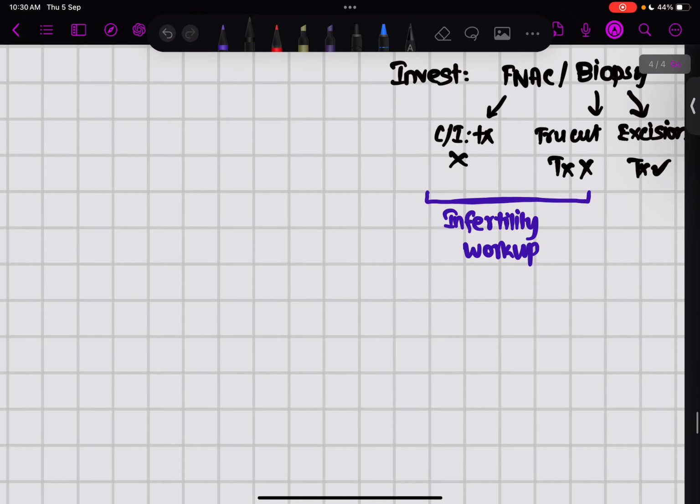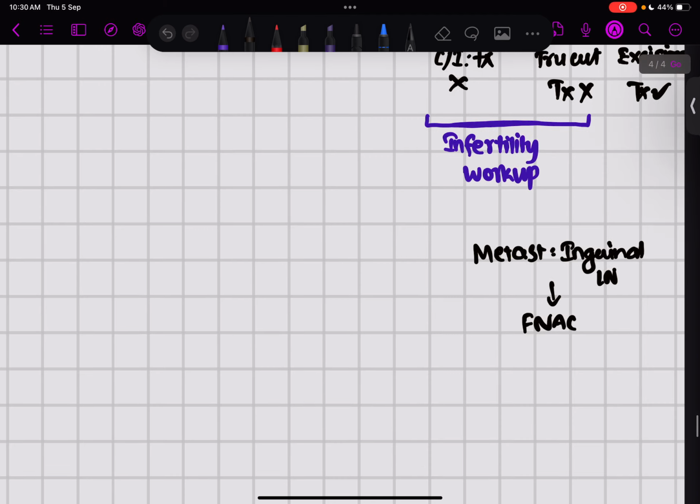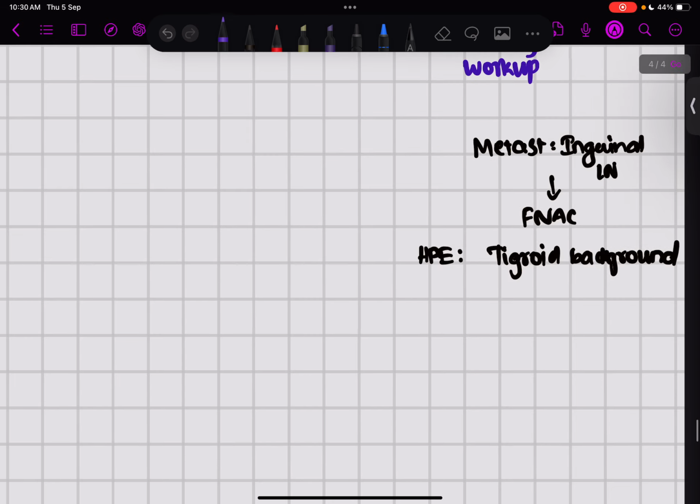Now consider there is a metastasis to the inguinal lymph nodes. There FNAC can be done, and when the FNAC is looked under the microscope, it gives a tigroid background. And this is particularly for germ cell tumors.